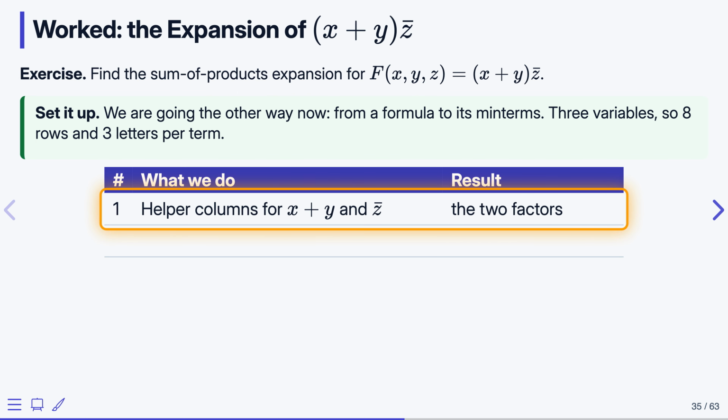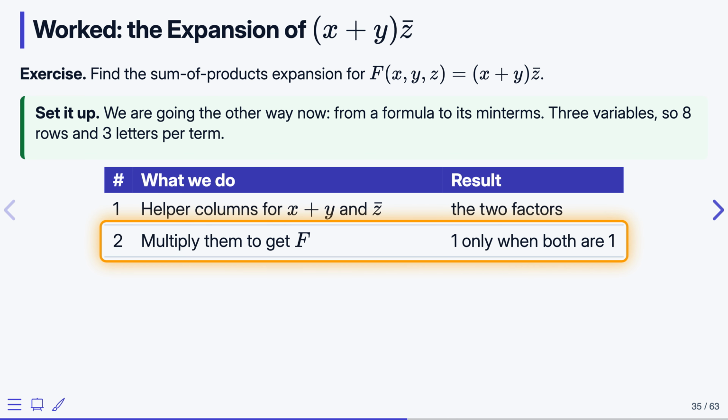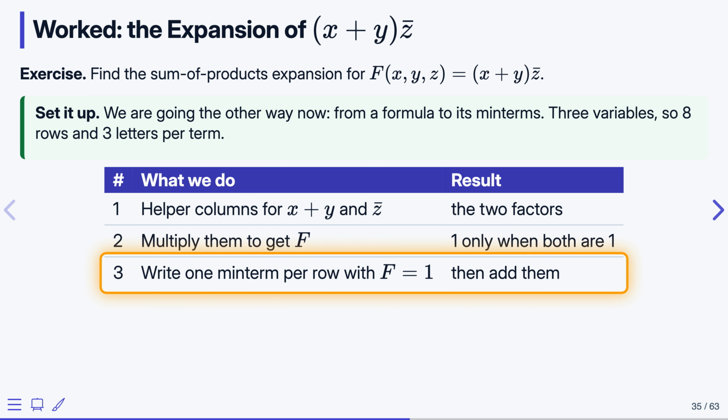Step 1. Give each factor its own helper column. One column for x plus y and one column for bar z. Step 2. The function is the product of the two factors, so multiply the helper columns. The product is 1 only when both helpers are 1. Step 3. Then for every row where f is 1, write down its minterm and add them all together.